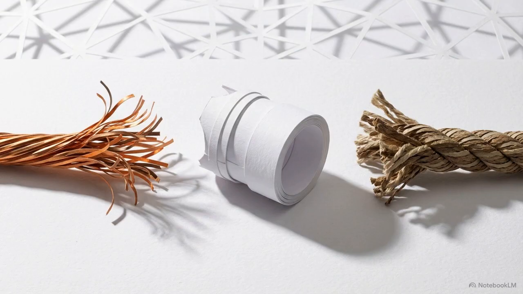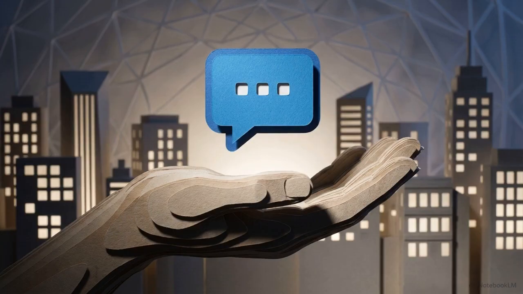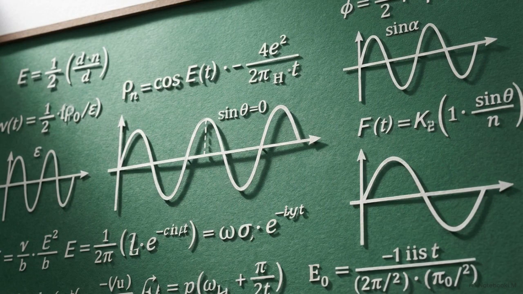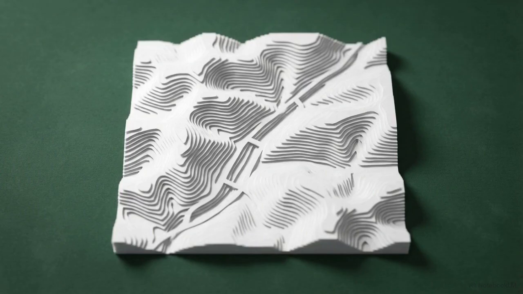If there are no wires, no pipes, and no physical tethers, what is your text message physically writing on to get to its destination? To understand how this invisible communication works, we have to look at a concept in physics that dictates how our universe is mapped. It is called a field.